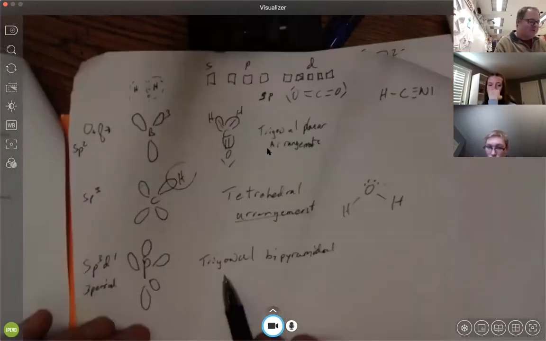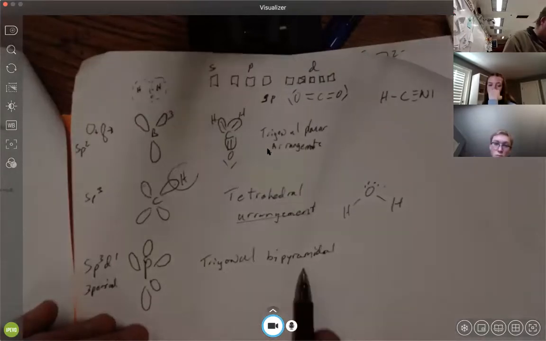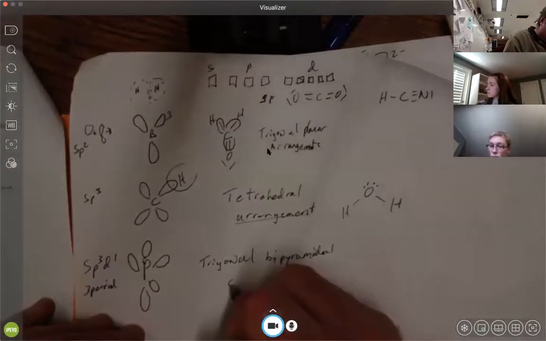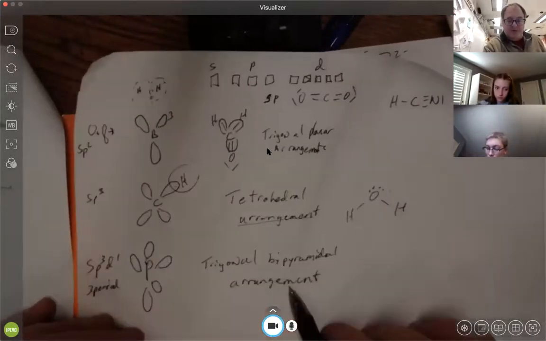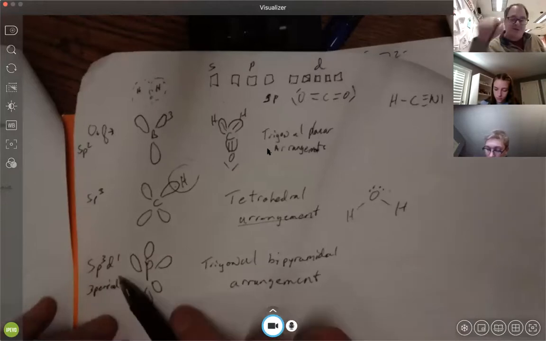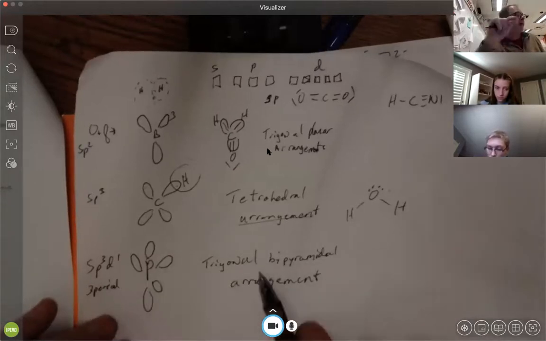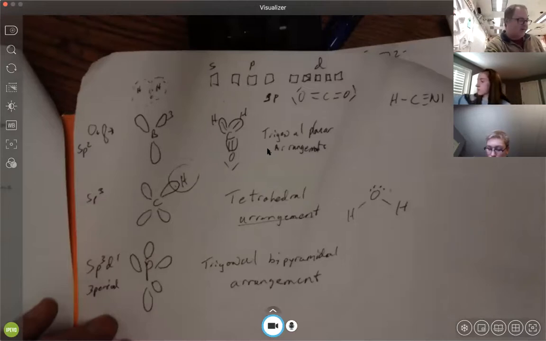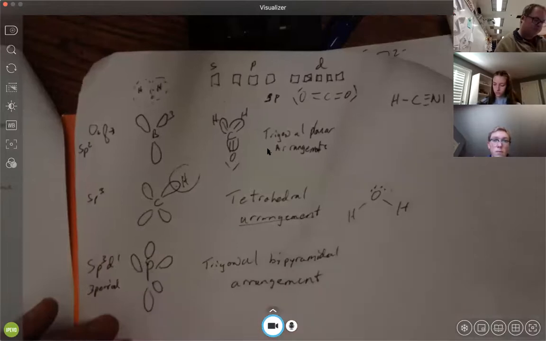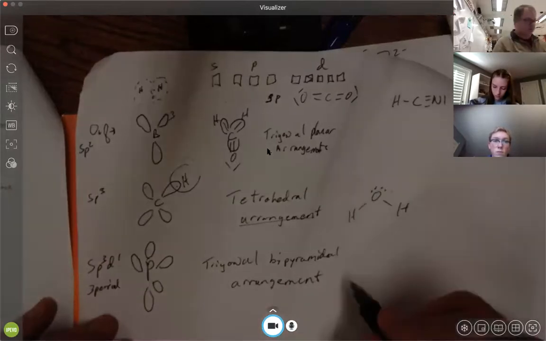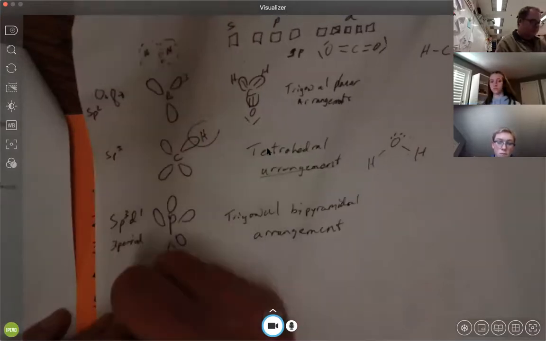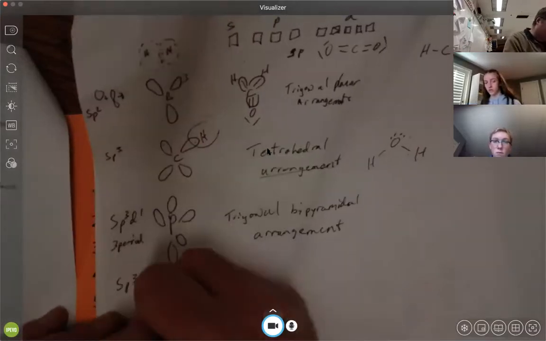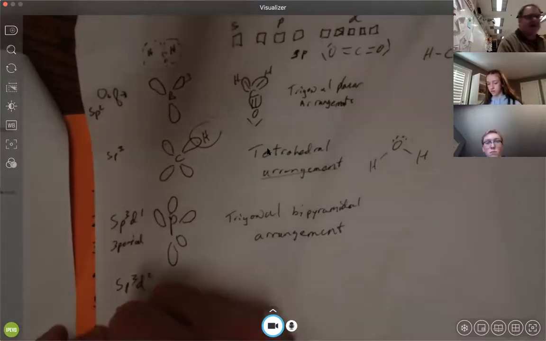So trigonal bipyramidal arrangement. I'm going to write arrangement every time here so that we understand that this not only stands for sp3d1 for trigonal bipyramidal, but it also is for the shape of seesaw and T-shape and even linear if you have 2 things and then 3 unshared pairs. Last one that we cover, sp3d2. Again, this has to be third period or greater. Do you have one for this one?